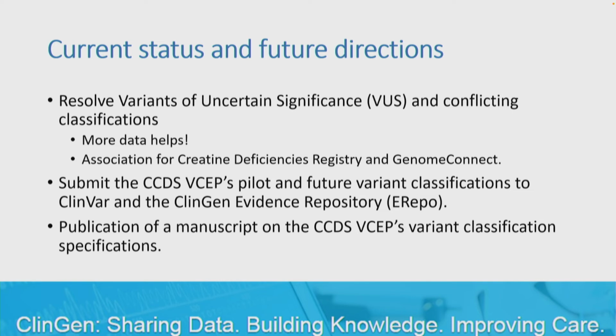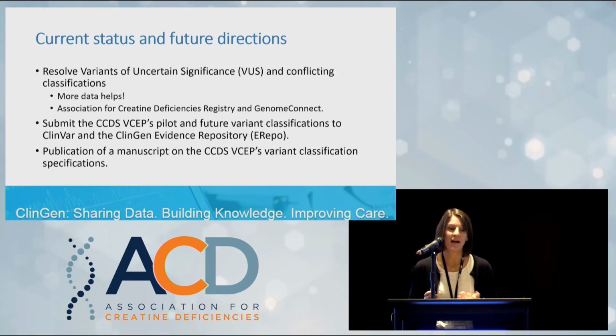So that brings us to our future directions. Certainly resolving these variants of uncertain significance and conflicting classifications is going to be really important. And in that respect, more data definitely helps. So the more data that we can get from patients, families, and also the functional data that was talked about yesterday. And so in that respect, we are partnering with the Association for Creatine Deficiencies in terms of obtaining data from the registry. So I just want to say thank you so much to everyone who is participating in that. And again, biochemical data is really helpful, and also the results of parental testing as well.